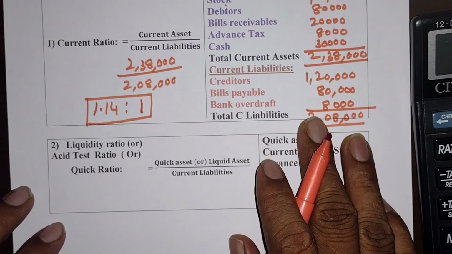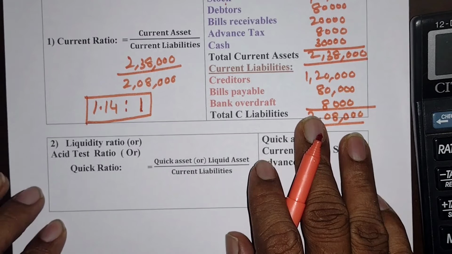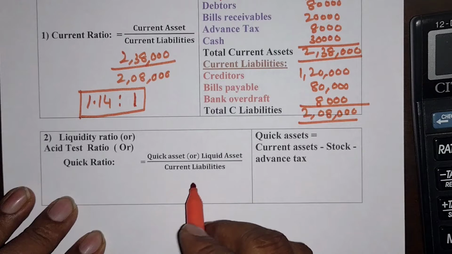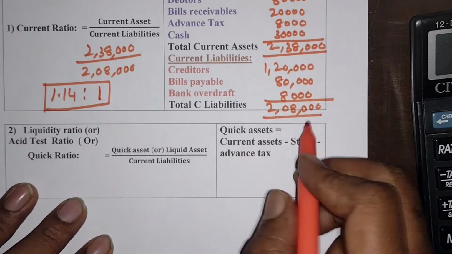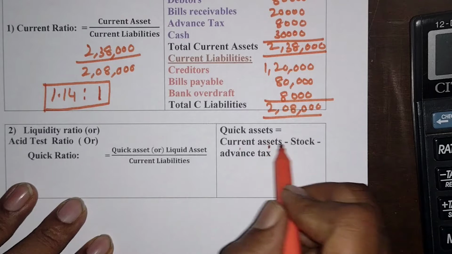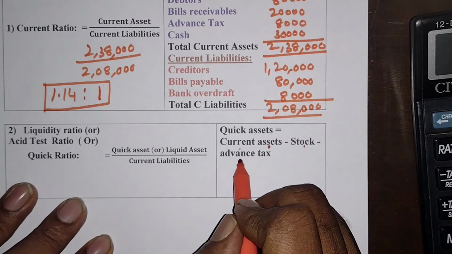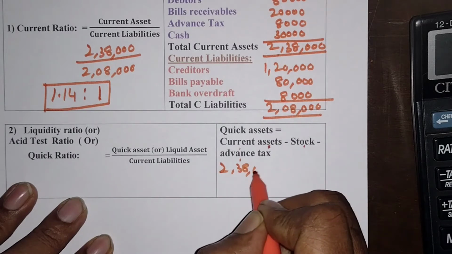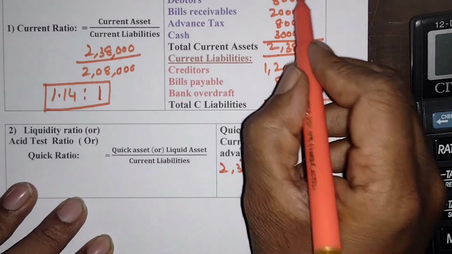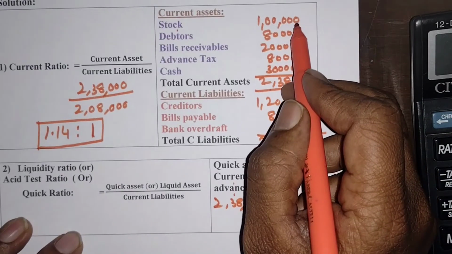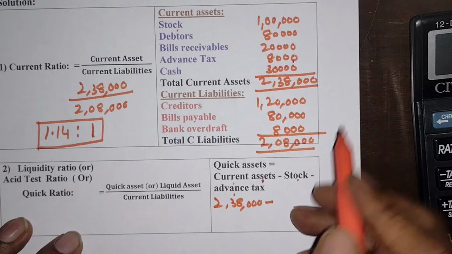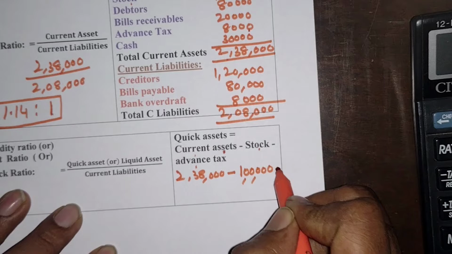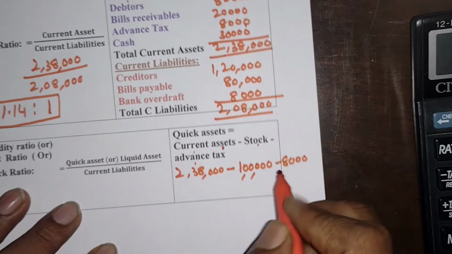And the second one, they are asking us to calculate the quick ratio. The quick ratio formula is quick asset or liquid asset divided by the current liabilities. How to calculate the quick asset? The quick asset is equal to current asset minus stock minus advance tax. The overall current asset we got here is 2,38,000. Out of that, the stock is 1 lakh rupees and advance tax is 8,000 rupees.